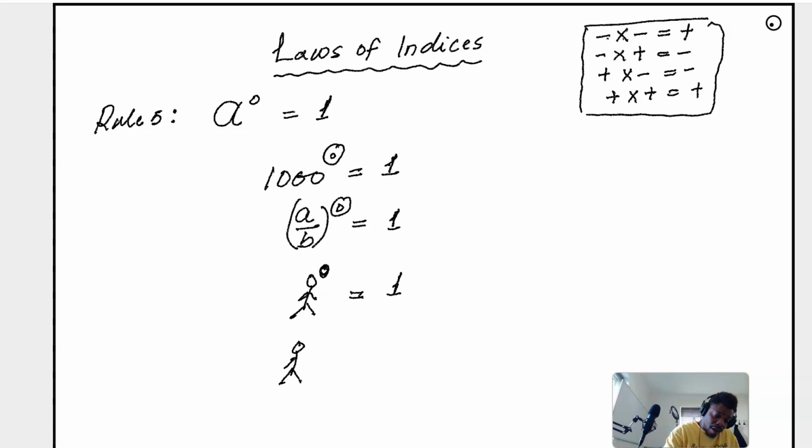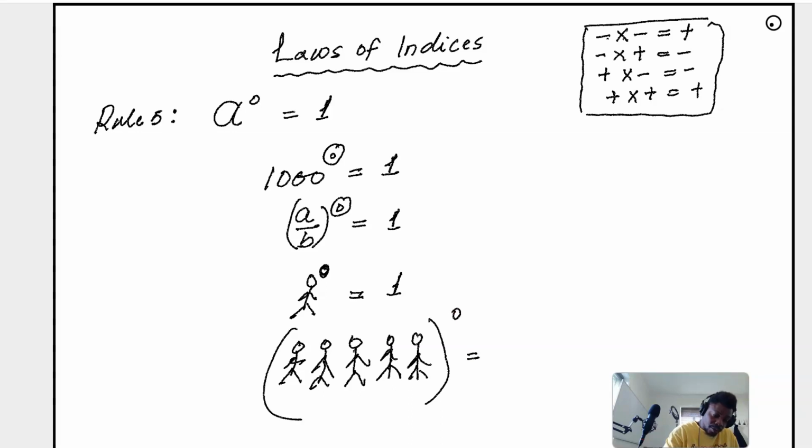If I have 5 people here, in brackets, and I put 0 on them, so these 5 people are raised to power 0, so there will be 1. Easy. Anything raised to power 0 is 1. Let's go to the next rule.